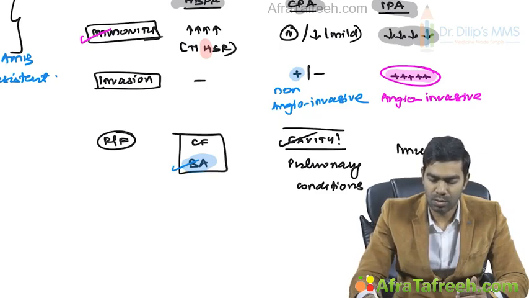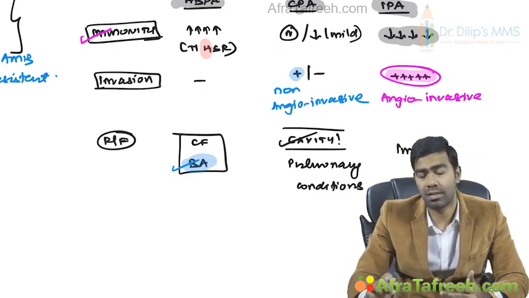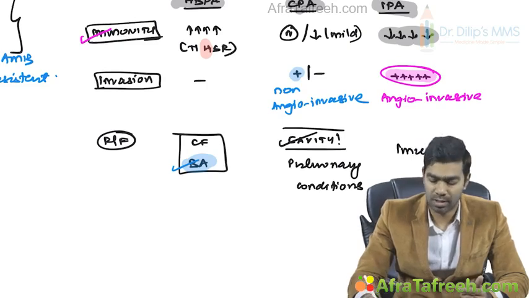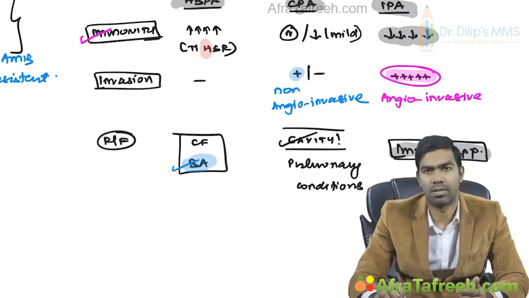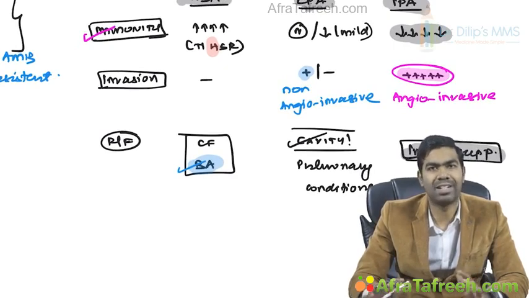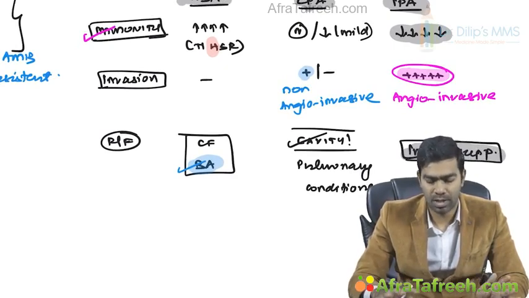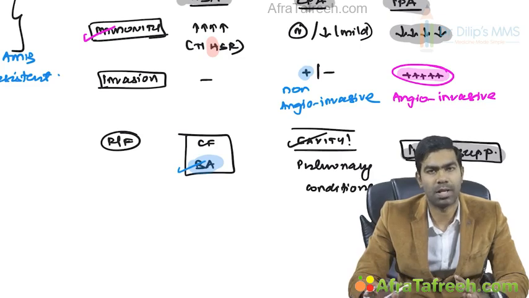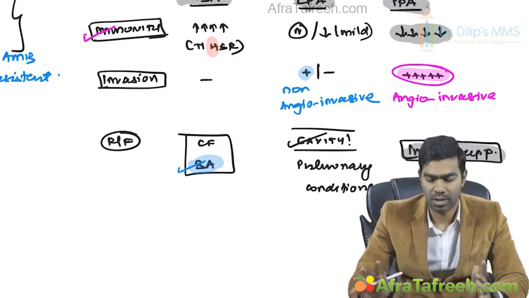And as far as invasive pulmonary aspergillosis is considered, your immunosuppression plays a vital role. This is the most important risk factor, immunosuppression. Clear? So these are first of all, the basic differences between ABPA, chronic pulmonary aspergillosis, and invasive pulmonary aspergillosis.